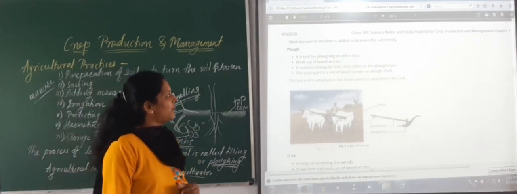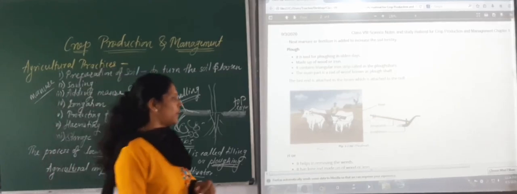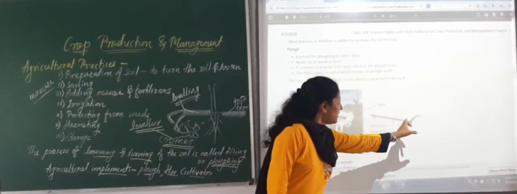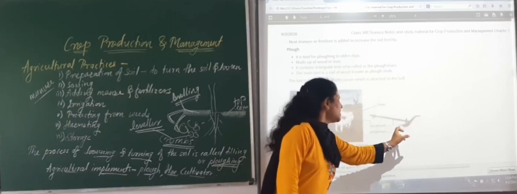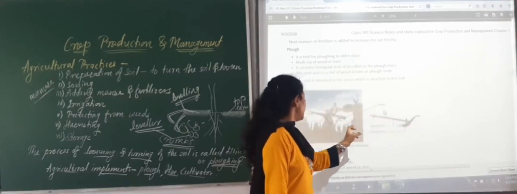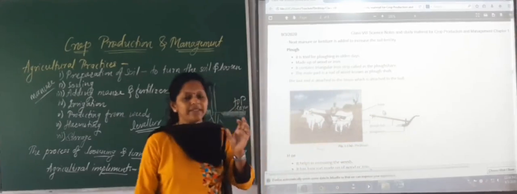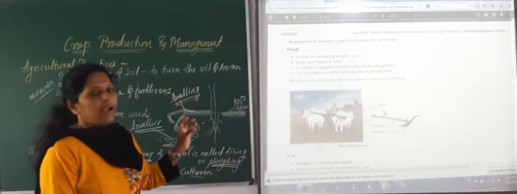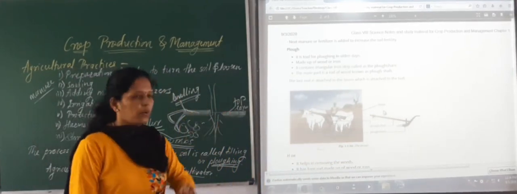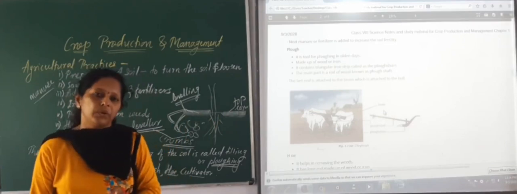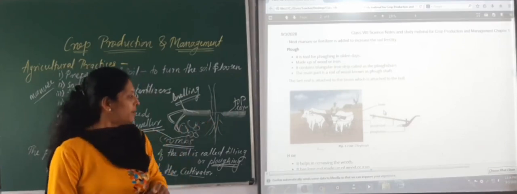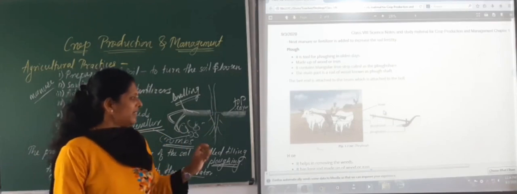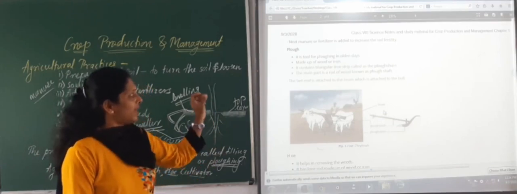So the main part of the rod wood is known as the plow shaft. This is the plowshare, and then this beam is fixed onto the animal's neck, and the animals pull the plow with the help of the farmer. So this is about the plow.